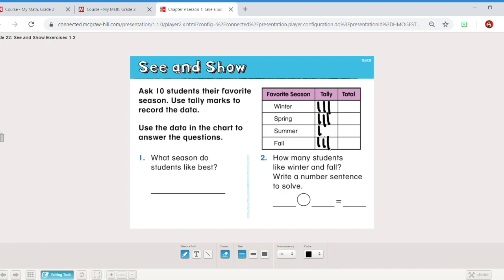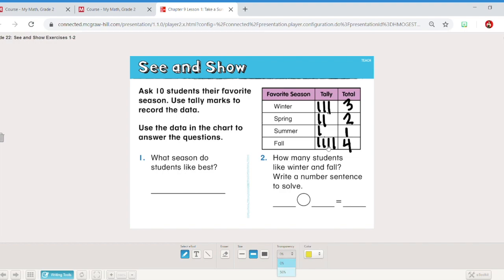I don't want it to be a tie necessarily on all 3 of them. So I'm going to make our students change their answers just a little bit here. And right now we have 10. Winter, we have 3. Spring, 2. Summer, 1. And fall, 4. So now we can look and analyze the data.